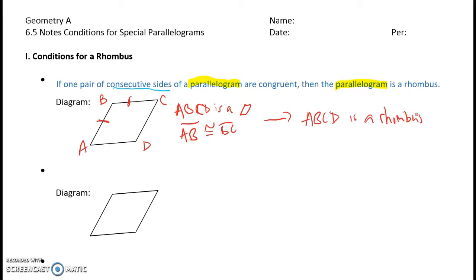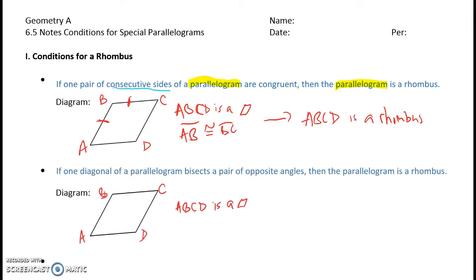Our second condition looks at angles, things specific to a rhombus. If one diagonal of a parallelogram bisects a pair of opposite angles, then we know we have a rhombus. If you look at ABCD and let's say I have this diagonal AC, first off, remember we need to know we've got a parallelogram. Once again, this is all talking about parallelograms. If you don't know it's a parallelogram first, start with that. Prove it using one of our 6 reasons. Once we know we have a parallelogram, we can apply one of these.